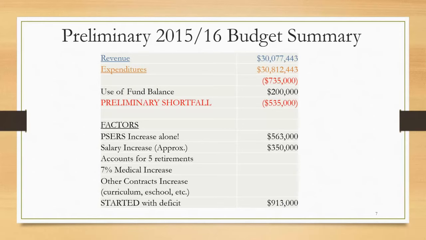When you look at the actual numbers, the PSERS increase alone was $563,000. Salary increases based off the contracts was $350,000. So we started with that deficit of $913,000, and so that was a pretty big hurdle to overcome.